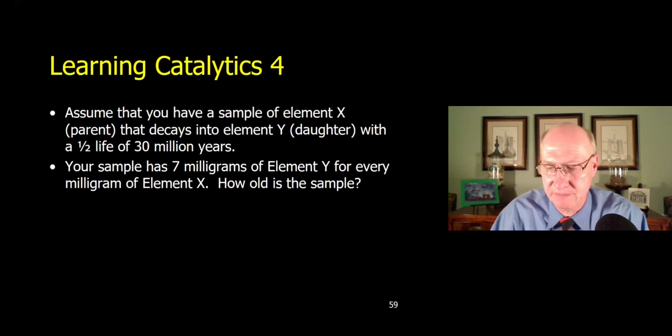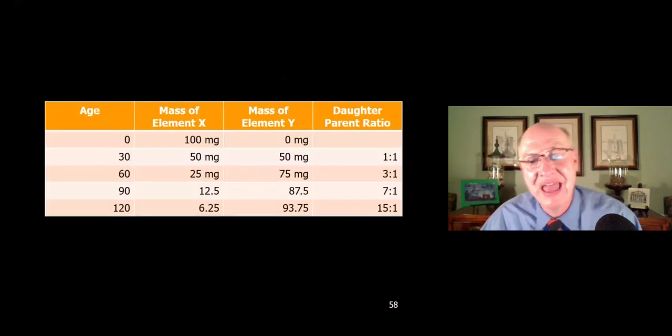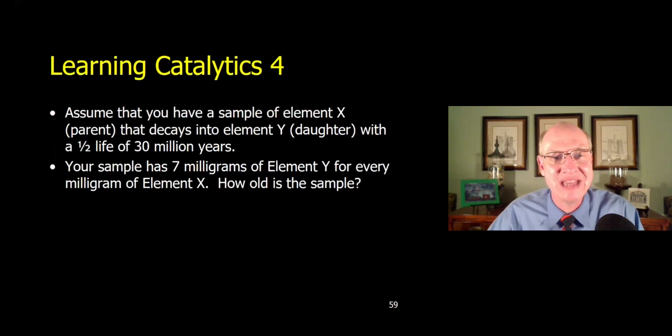All right, welcome back. If you look at the previous table, the answer is that if the ratio of daughter to parent is 7:1, then the rock must be 90 million years old. So the age here is 90 million years.